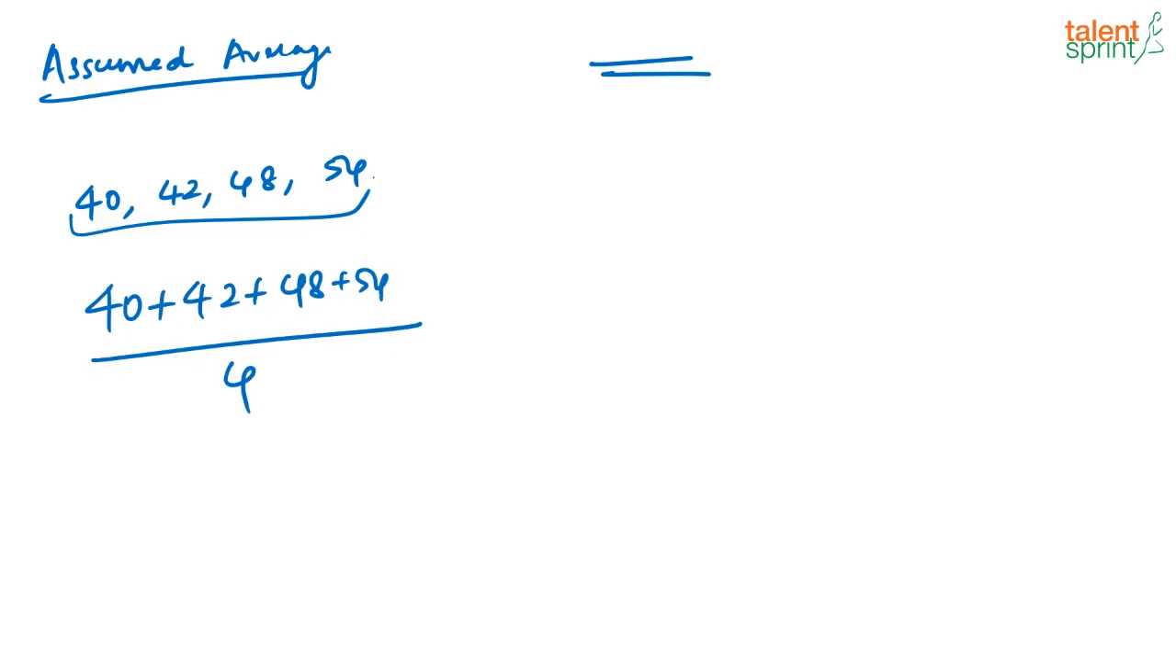See, in assumed average, instead of adding so many big numbers, what I do is I randomly assume one value to be the average of these numbers. I have numbers varying from 40 till 54, so I am randomly taking one number. I am taking it as 47 and I am assuming that this is the average of the given numbers. So this is my assumed average, and using this assumed average I will find out the actual average.